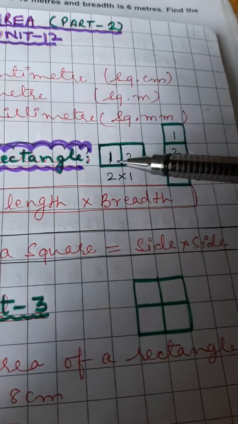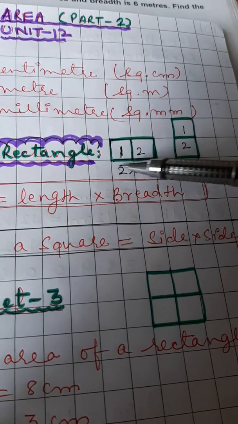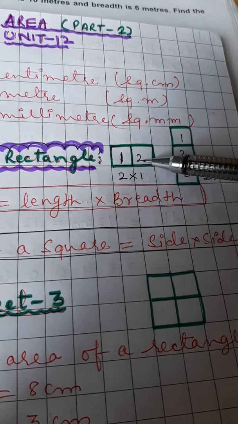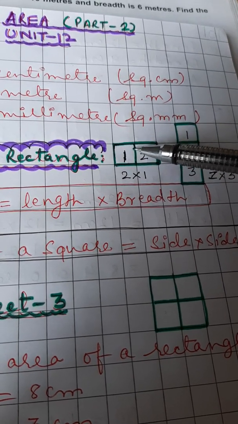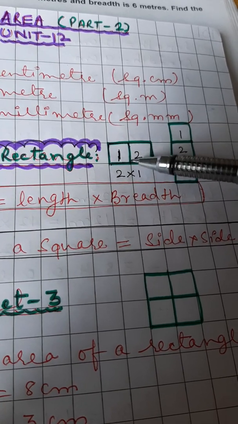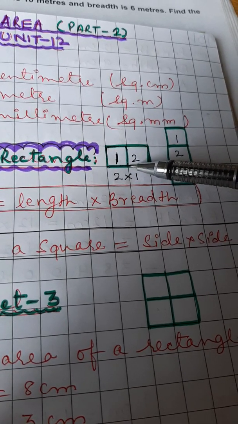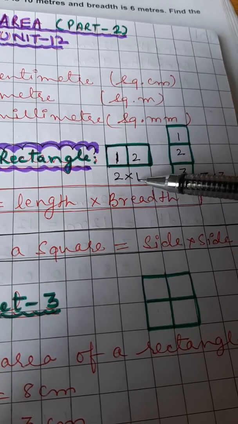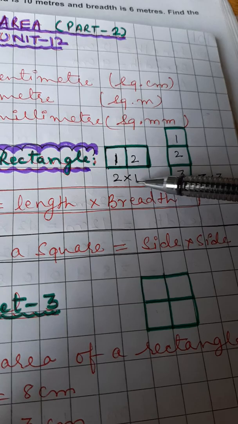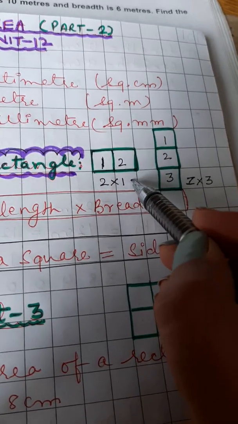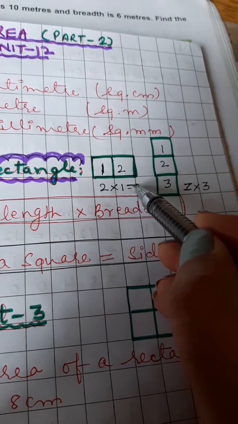So as you can see students, this is a rectangle. Here it has two columns, 1 and 2. And in each column there is only one square. One square is in this column, one square is in this column. So to find out the area, we multiply the number of columns by the number of squares. So its area is 2 multiplied by 1, and this is equal to 2, right?